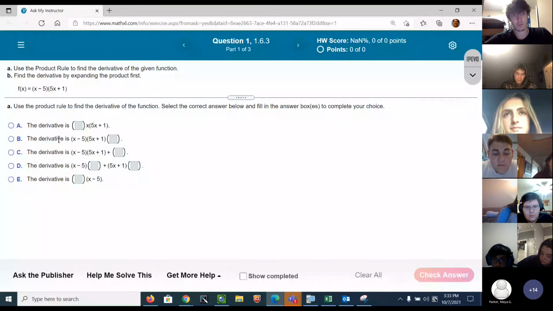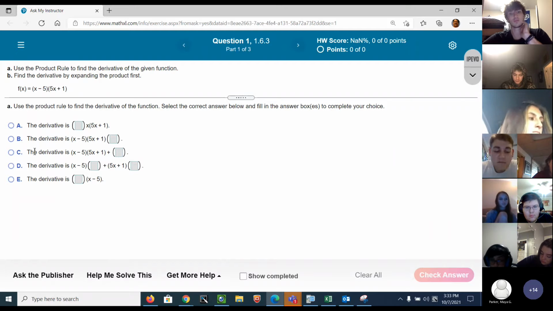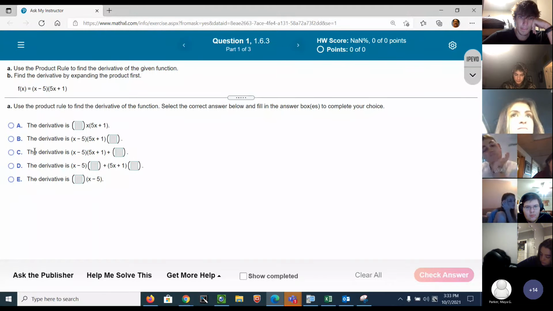F of x is equal to x minus 5 times 5x plus 1. The first thing says use product rule. Okay, do the product rule. So A, I'm just going to do the product rule. Here we go.